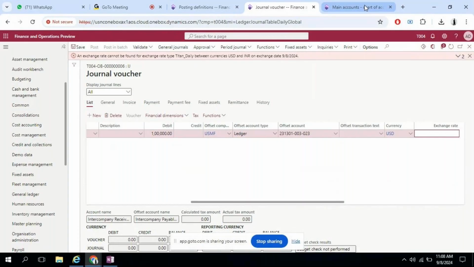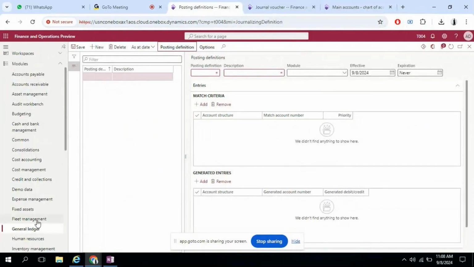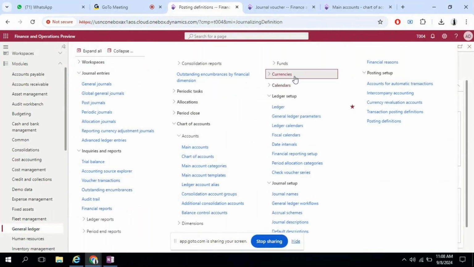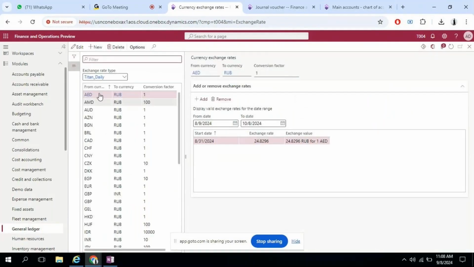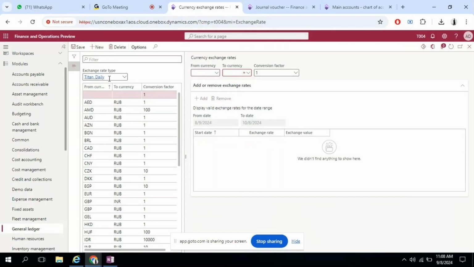So for that, what you need to do, you will go to the T004 entity over here, and you will delete it, not required. You will go to the currencies over here, currency exchange rates. Titan Daily is already selected, and we will see that the USD INR relationship is not there, only the USD RUB relationship is there. Okay, you will click on the New button.